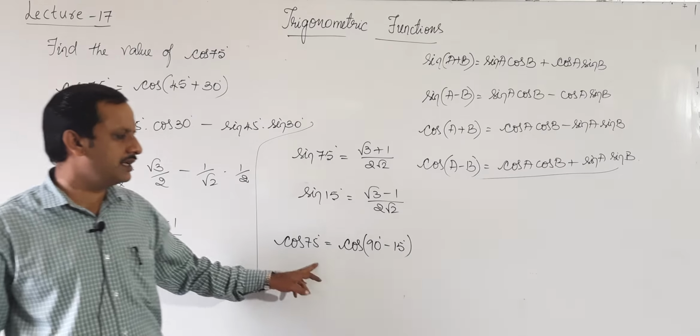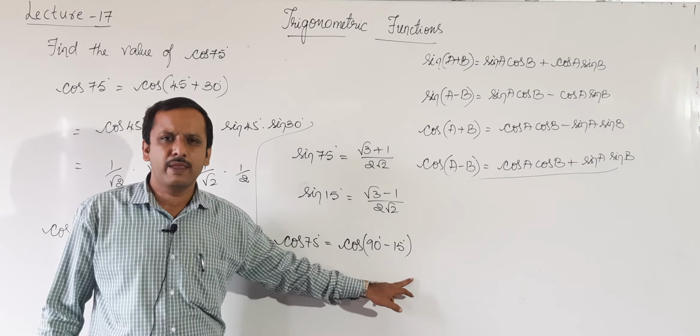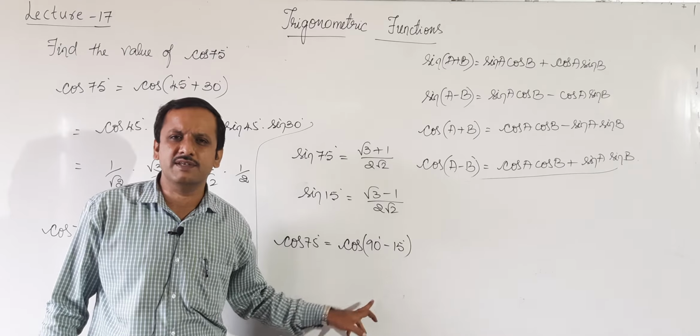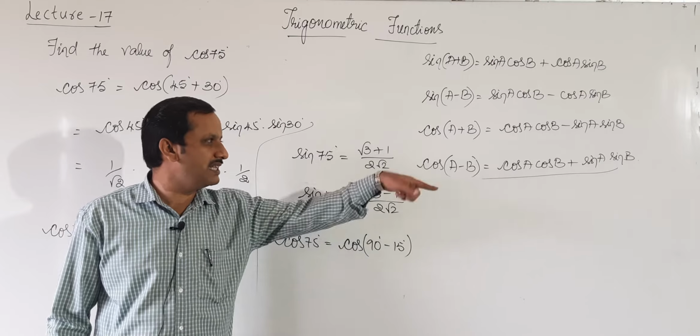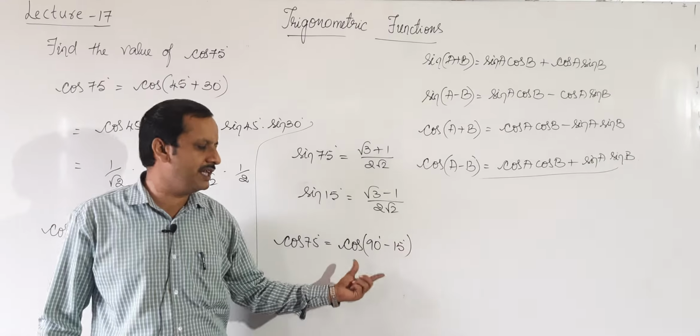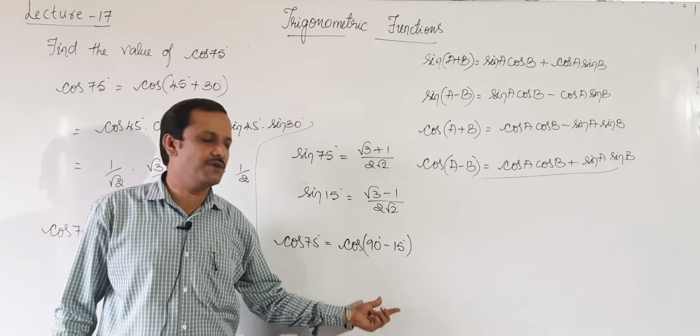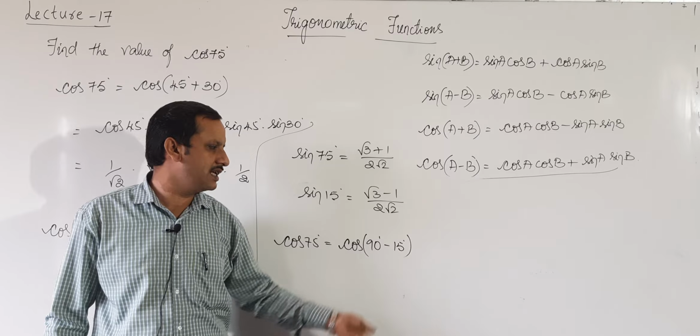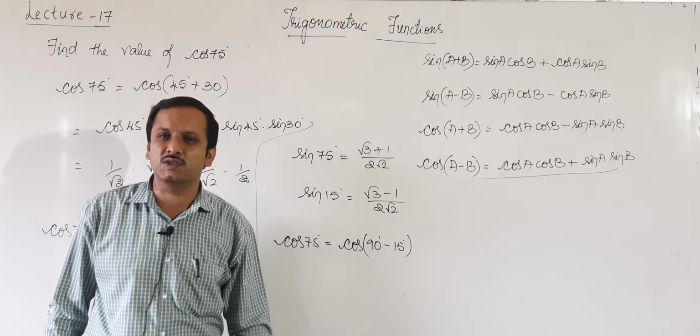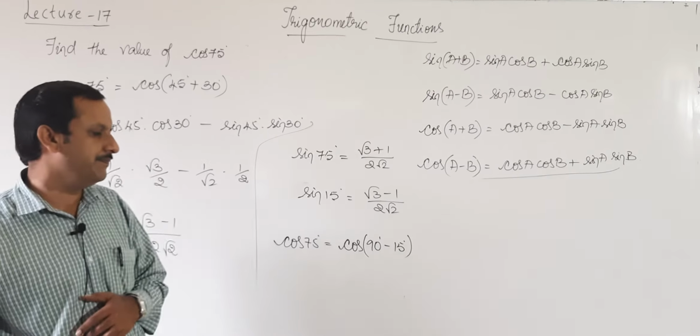75 can be written as 90 minus 15, right? 90 degree minus 15 degree will give us 75 degree. Now don't go for the cos A minus B formula, because if I use cos A minus B, then I am going to get cos 90 into cos 15 plus sin 90 into sin 15. Then there I don't know what is the value of cos 15, that we haven't found out yet.